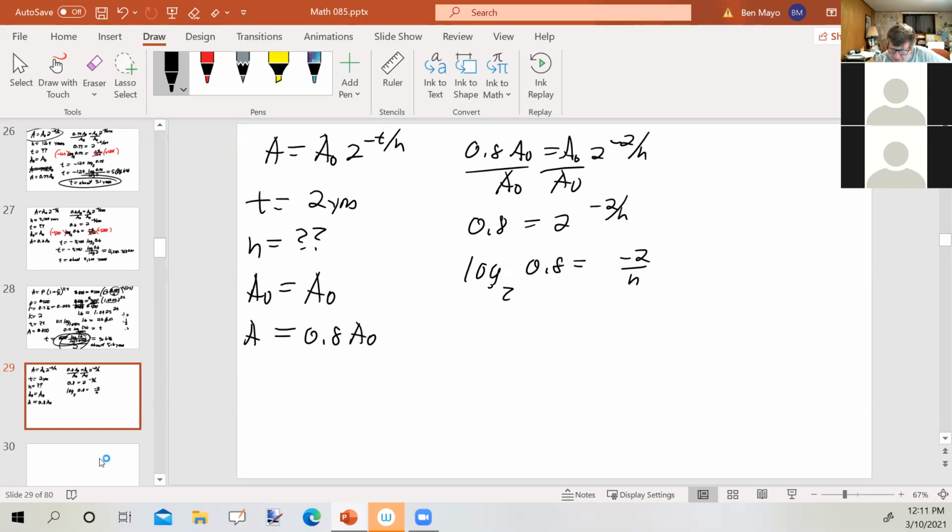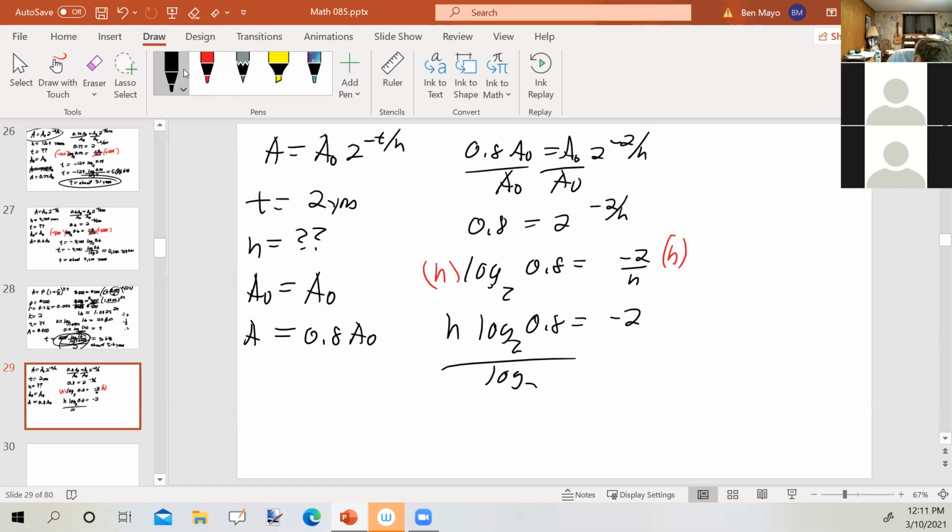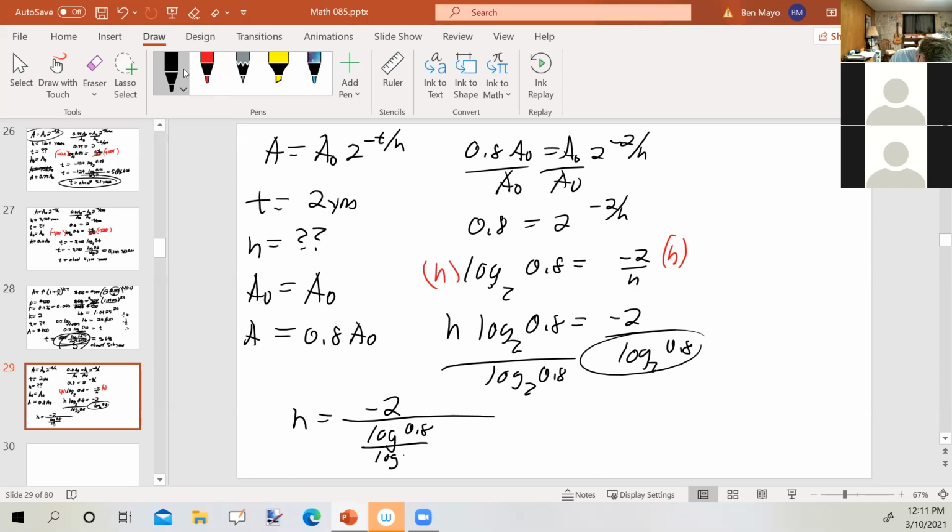We're trying to solve for h, but h is in the denominator, not the numerator. So I need to get h on top. What I'm going to do is multiply both sides by h. So now I get h log base 2 of 0.8 equals negative 2. Okay. But I need h by itself. So now I'm going to divide both sides by log base 2 of 0.8. So now I've got h equals negative 2 divided by, but I'm going to use the change of base on this and write this as log 0.8 divided by log of 2.